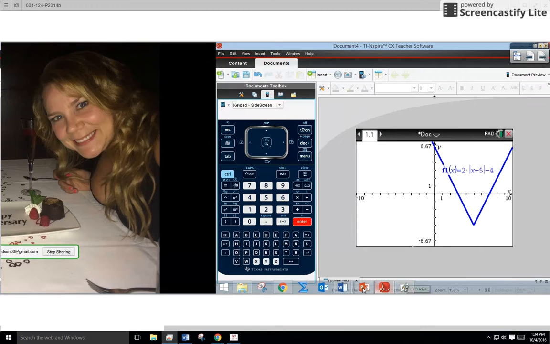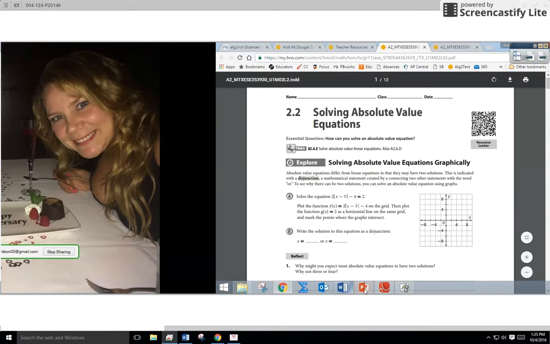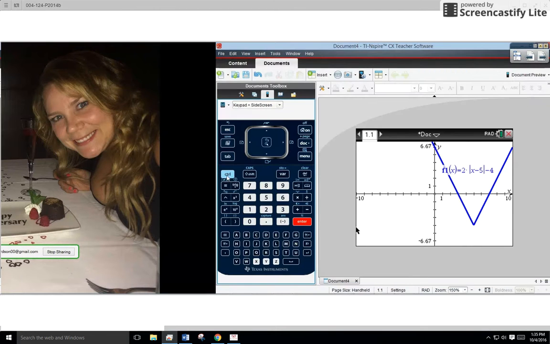What I then want to do is graph on here the other side of the equal sign, the 2. I want to graph a second function that's just y equals 2. Okay, so I'll go to the calculator and type in just y equals 2. That's going to be a horizontal line that goes through the y-axis at 2. As a matter of fact, every point on that red line has a y-coordinate of 2.